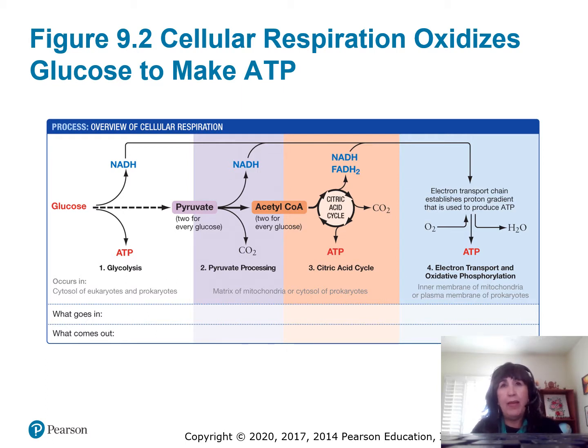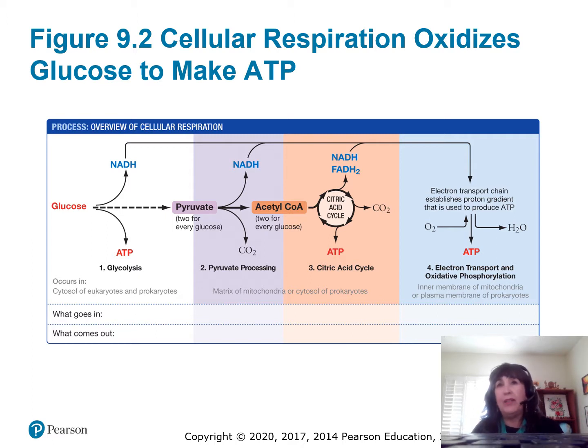And then in step 3, acetyl-CoA, which is a 2-carbon compound, goes in. And what comes out? NADH, FADH2, CO2, and ATP. So notice here that we have two types of electron carriers, and glucose is now completely broken down to CO2, and also ATP is made. Notice ATP is made directly from the substrates that are being broken down. This is called substrate level phosphorylation. So it's in step 1, glycolysis, and in step 3, the citric acid cycle.